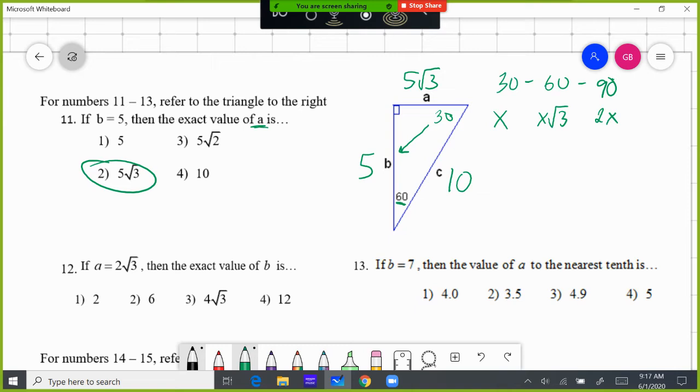Okay, number 12. I'm going to redraw the triangle since I already wrote all over the other one. If A is 2 square root of 3, then find the value of B. So this is 60 degrees. This time I have the side that is opposite to the 60-degree angle. So if I'm going backwards, instead of multiplying by the square root of 3, you divide by the square root of 3. And that simplifies nicely.